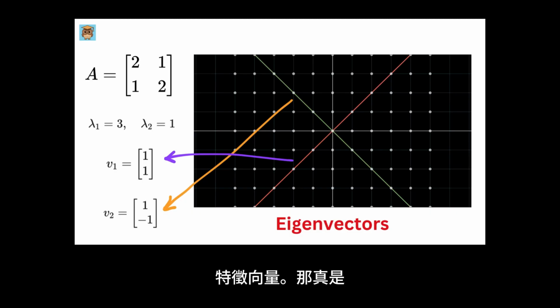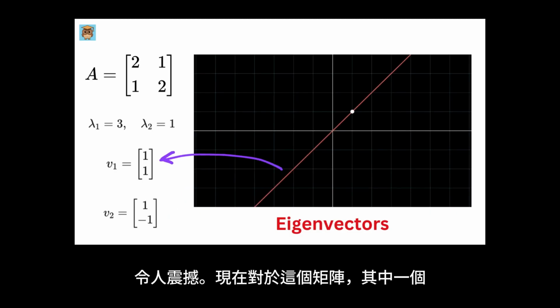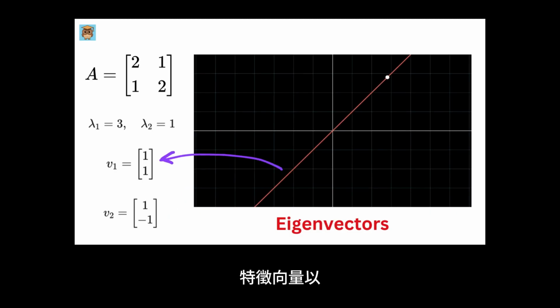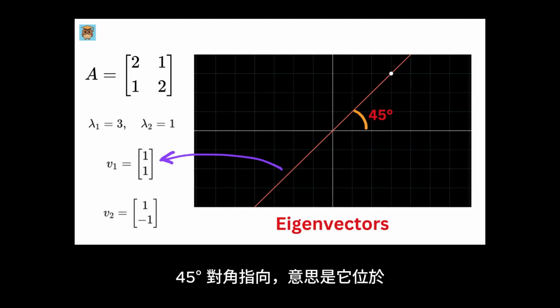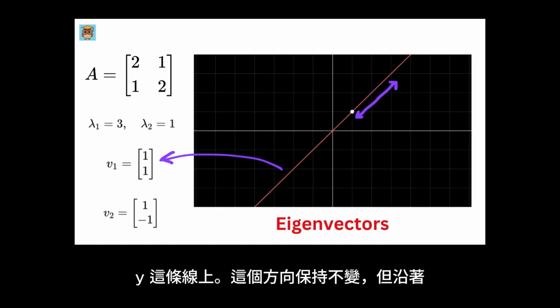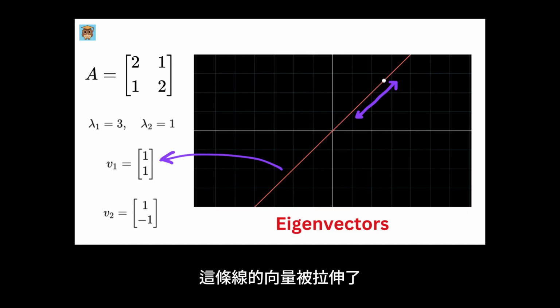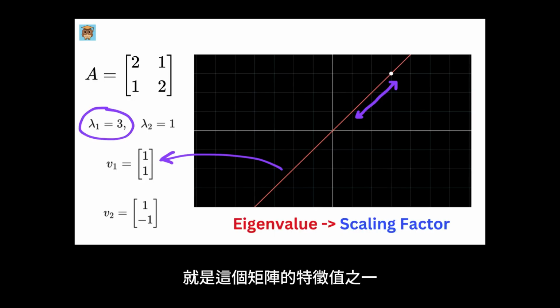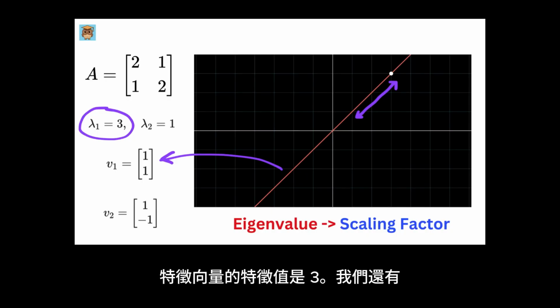That was mind-blowing. Now for this matrix, one of the eigenvectors points diagonally at an angle of 45 degrees, meaning it lies along the line where x is equal to y. This direction stays the same, but the vectors along this line get stretched by a factor of 3. This scaling factor is one of the eigenvalues of this matrix. That means the eigenvalue corresponding to this eigenvector is 3.